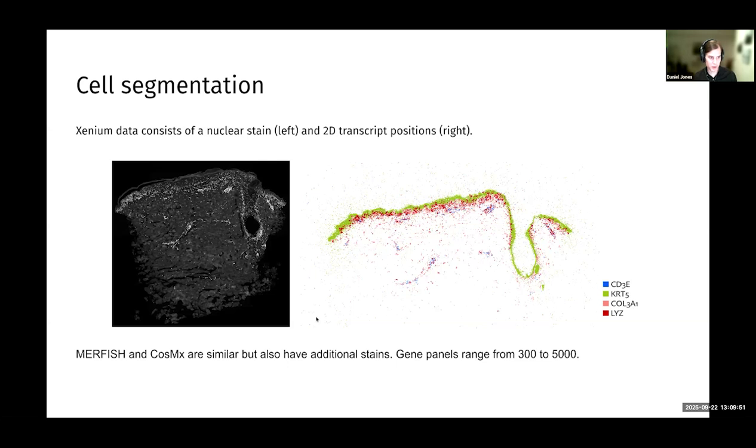And then also in these platforms, usually they support some additional imaging. So at the very least, you can do a DAPI stain, like what's shown here on the left, which can help you locate different features that don't necessarily show up as RNA. Okay, so that's basically what the data looks like.